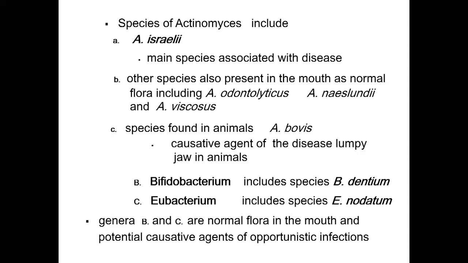In addition to that, there are also other species which are also present in the mouth as normal flora. One is Actinomyces odontolyticus. There's Actinomyces meyeri, and there's Actinomyces viscosus. And then there's a third species which is found in animals, but it's comparable to Actinomyces israelii in humans, because we say that Actinomyces israelii is associated with disease, and Actinomyces bovis is also associated with disease in animals, and the kind of lesion that this disease is associated with is called lumpy jaw. It looks similar to what Actinomyces israelii causes in humans.